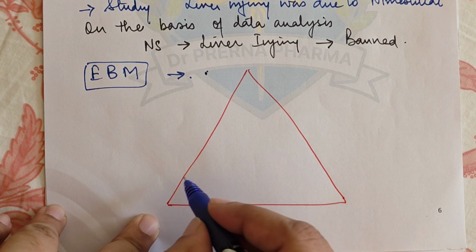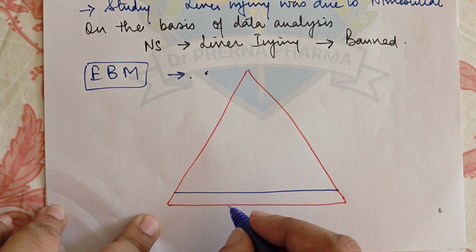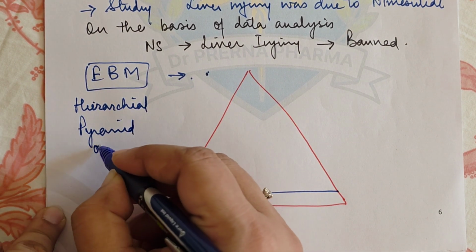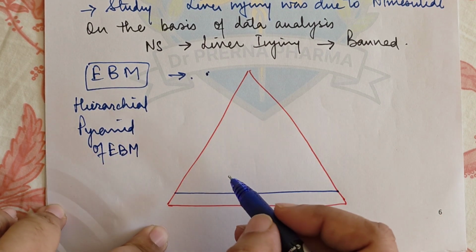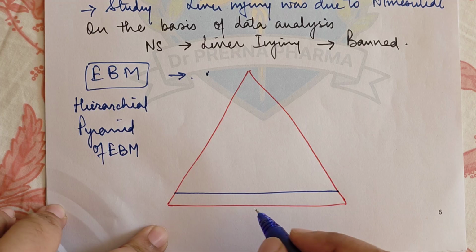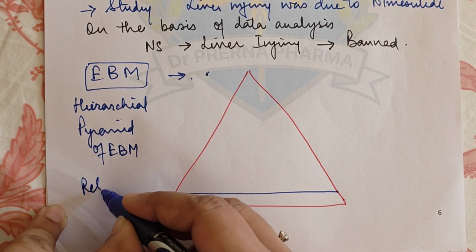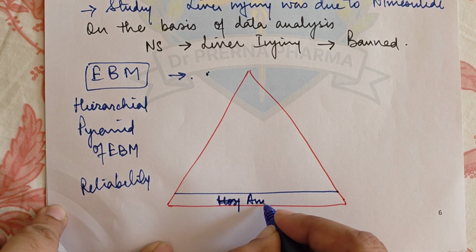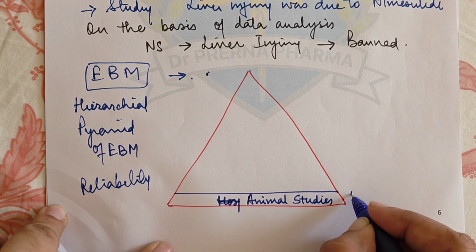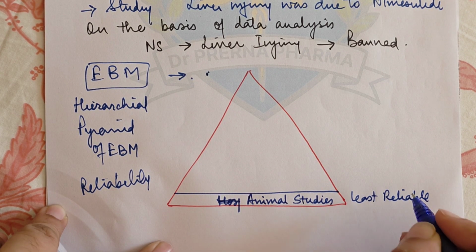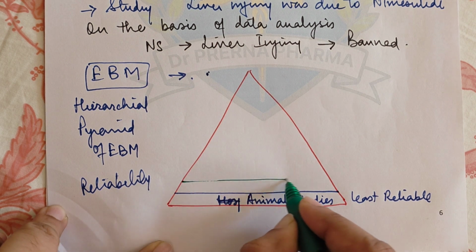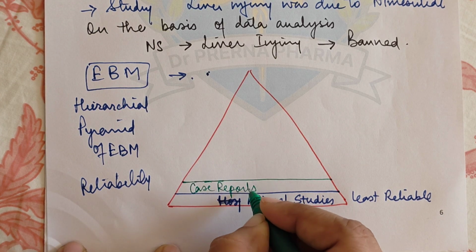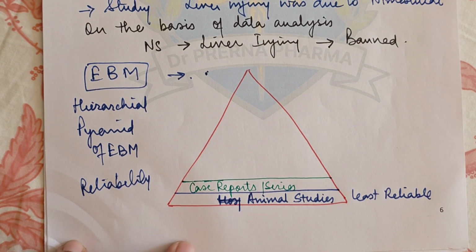On the base of the pyramid is the first thing that we have. It is also called the hierarchical pyramid of EBM, because this pyramid is explaining which is the best way to find out the evidence or reliability. You can say reliability, right? So at the bottom we have animal studies. Animal studies are least reliable. I mean, we cannot depend upon the animal studies for giving the treatment in human beings. Then the second level that we have are case reports or case series. This is again less reliable.